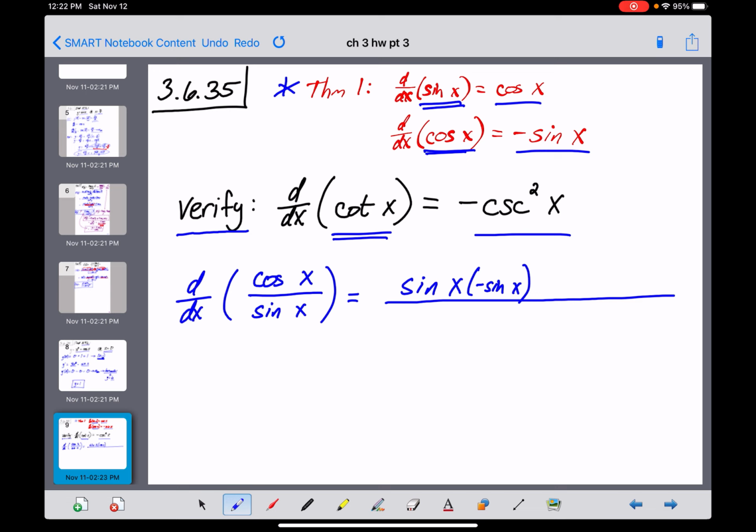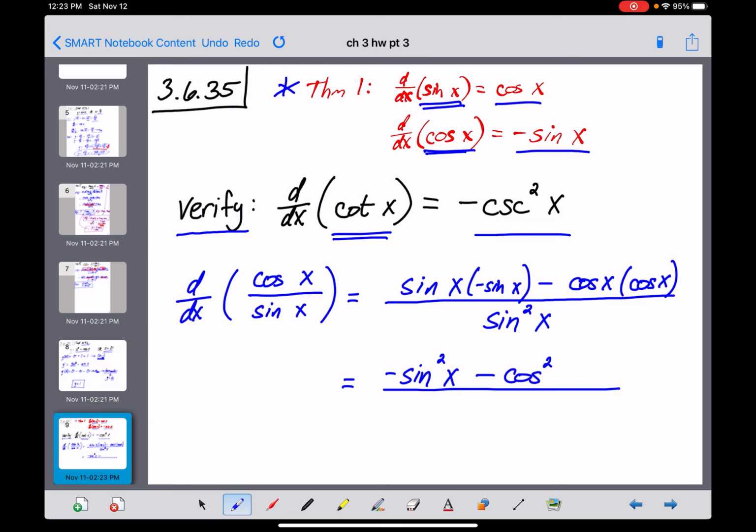So that's bottom times derivative of the top minus the top, cosine of x, times the derivative of the bottom, and the derivative of sine of x is cosine of x, all over the denominator, sine of x squared. So we'll write that as sine squared of x. And what does that do for us, guys? Up in the numerator now, we have sine of x times the opposite of sine of x, so that is the opposite of sine squared of x, and then a minus cosine squared of x all over the sine squared of x again.